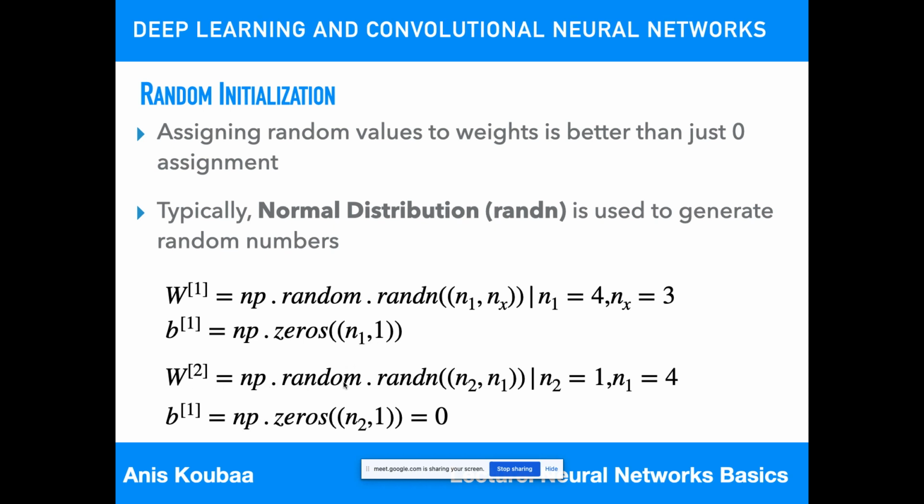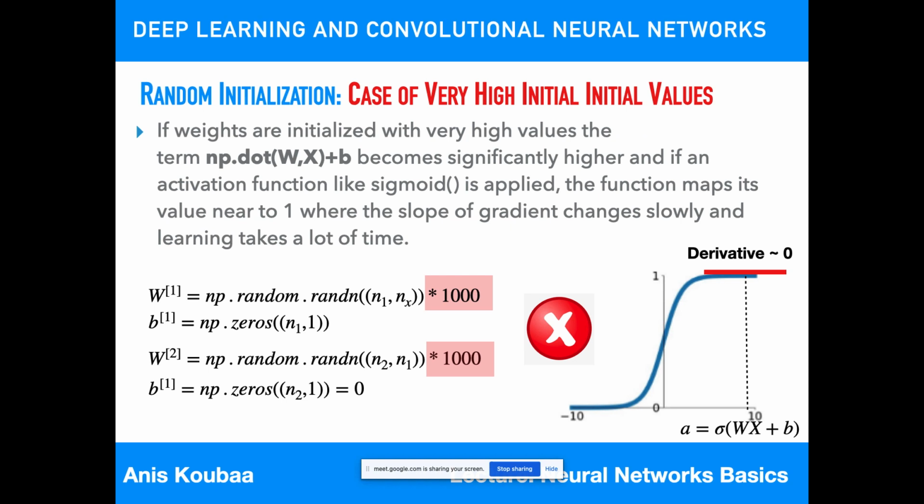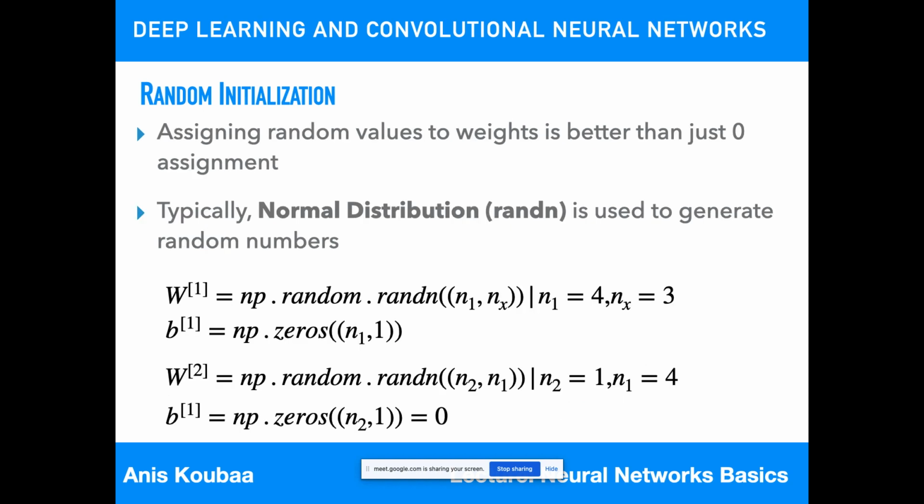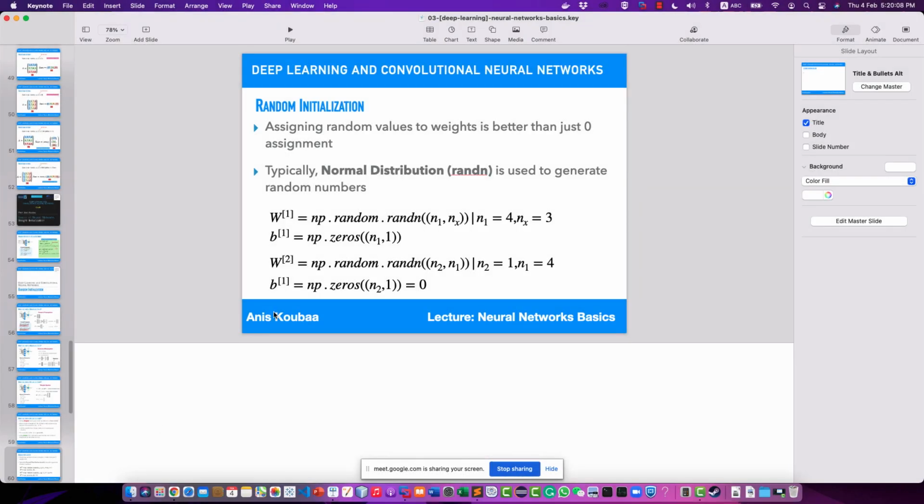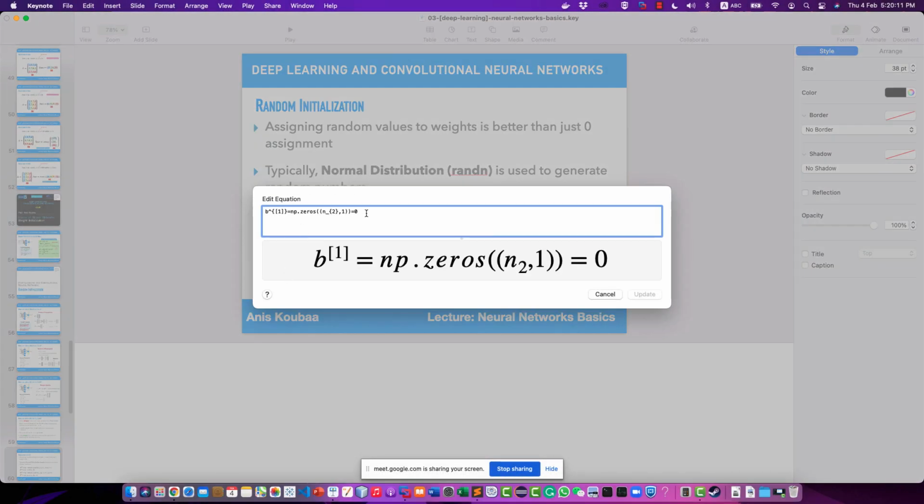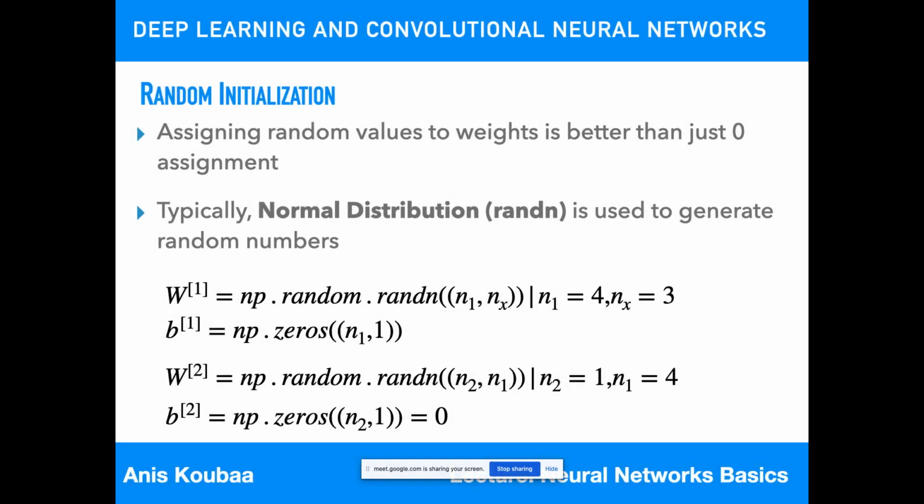W2 will also be np.random.randn, with shape n2 by n1. So we have n1 equal to 4 in the input, and n2 equal to 1 is the number of outputs, because we have only one output neuron. And finally, b2 will be np.zeros of n2 by 1. We can set it to 0 if we want, because at the end b2 is a scalar value. So this is an example of initialization using Python code. Victor, should the second one be B2 or B1? Yes, this one should be B2. Let me change it. Okay, now it looks fine.